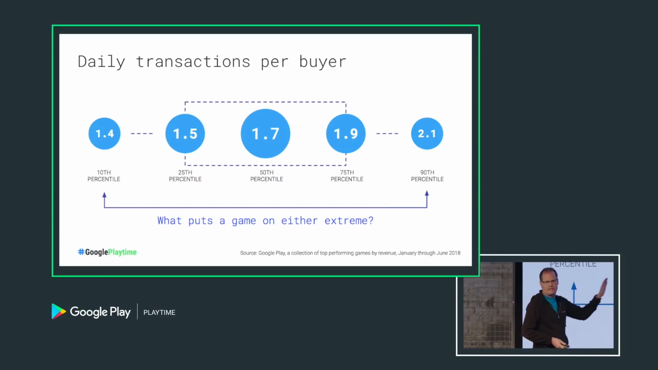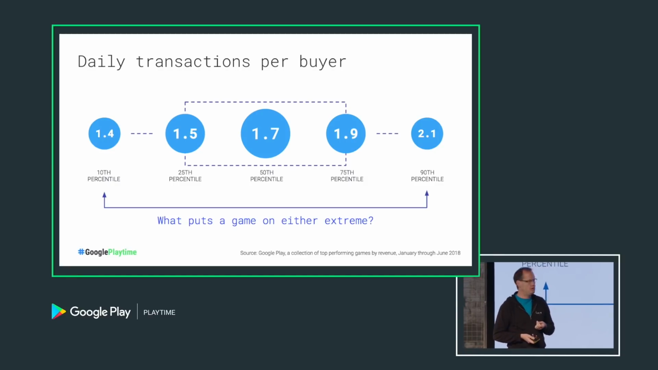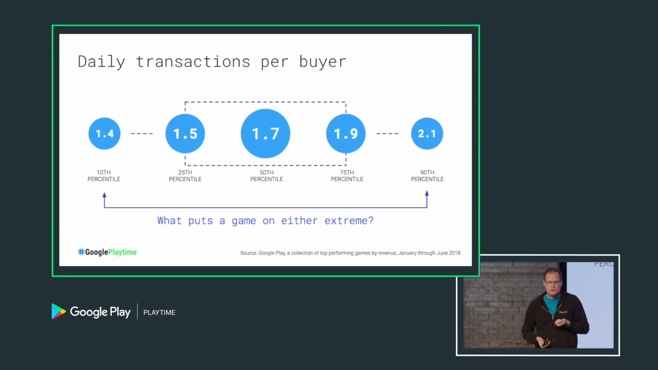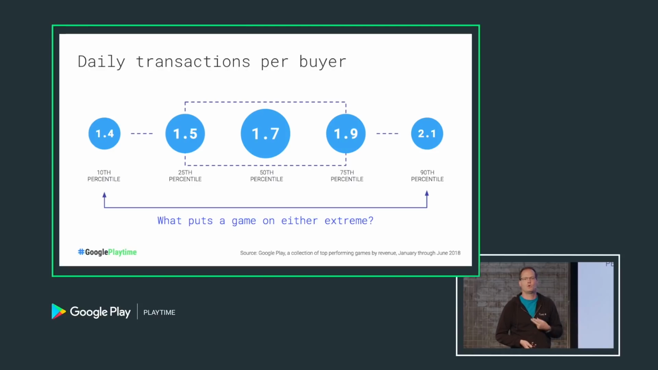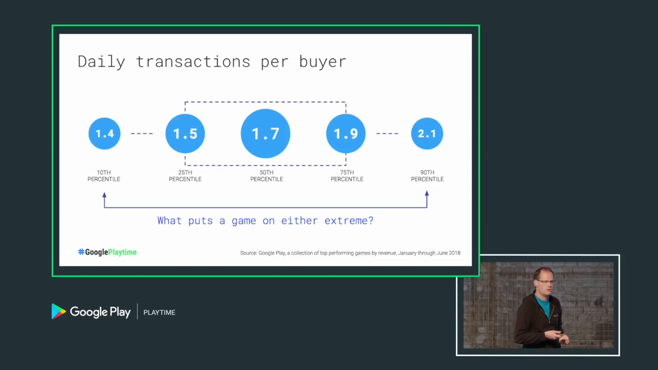Because if you think about that transactions per buyer, and I encourage you to think about this from the perspective of your own game. Where do you fall in this spectrum? Are you below the 25th percentile? And if you are below the 25th percentile, how many assets are you selling in your game? Do you only sell gems, or only sell coins, or only sell credits? And if you do, what kind of price points are you actually selling it at?